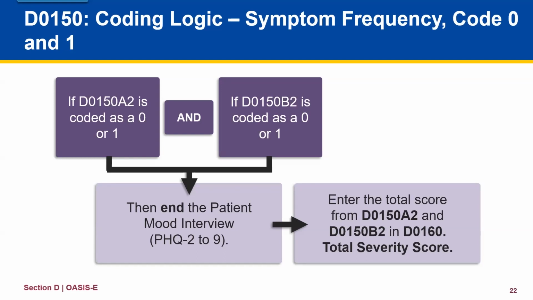Now let's think about a scenario where both symptom frequencies for the first 2 items are coded as a 0 or a 1. So if both D0150 A2 and D0150 B2 are scored with a 0 or a 1, then there is no need to continue the PHQ-9. You'll end the PHQ-2 patient mood interview and enter the total score from D0150 A2 and B2 in D0160 total severity score.